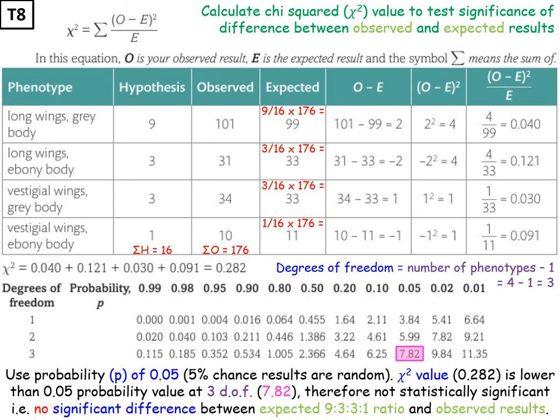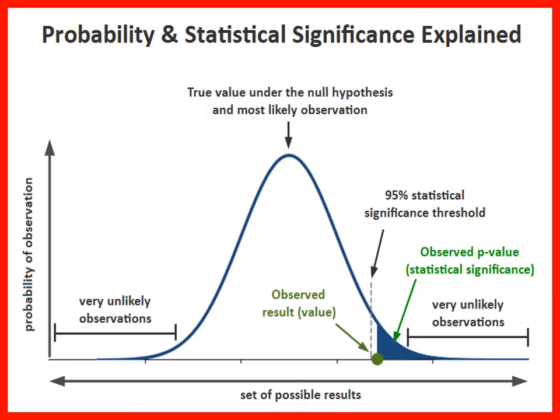Therefore, it's not statistically different. In other words, there's no significant difference between the expected 9:3:3:1 ratio and the observed results. So we do get results that are similar, they're statistically similar to the 9:3:3:1 ratio. So remember, when we're doing the statistical test for chi-squared, we're looking at the 5% chance of the results being random. So therefore, we have our cutoff point of 95% statistical significance threshold.